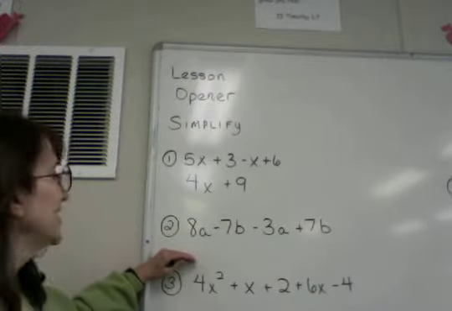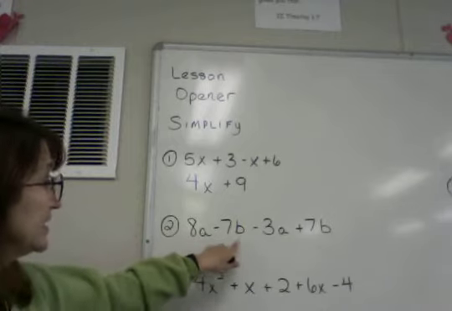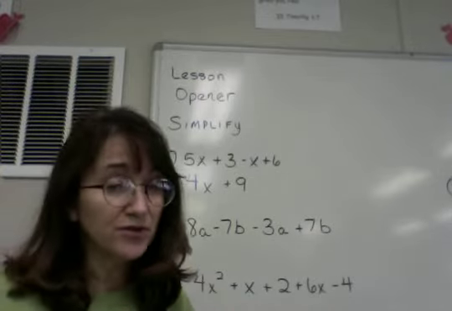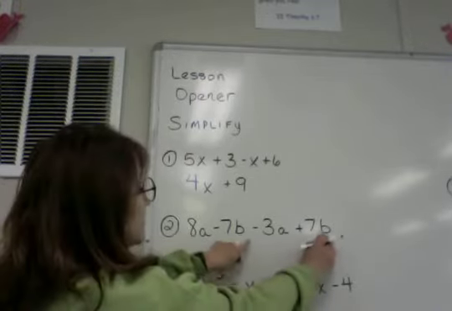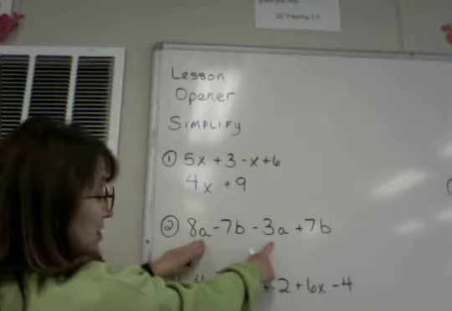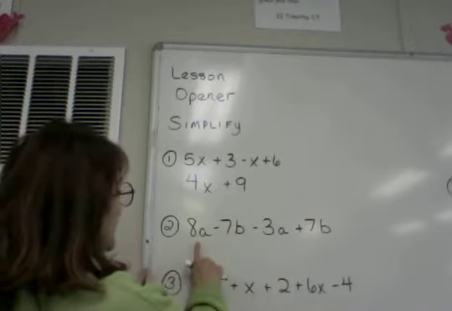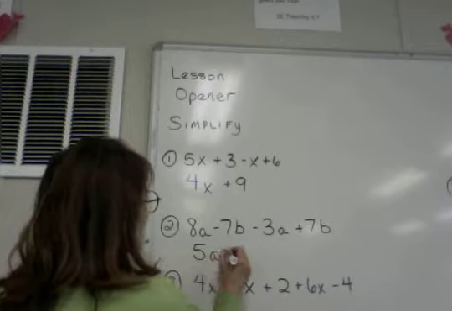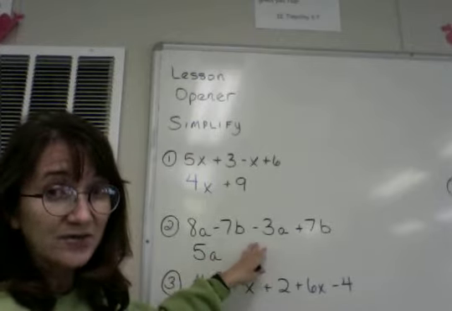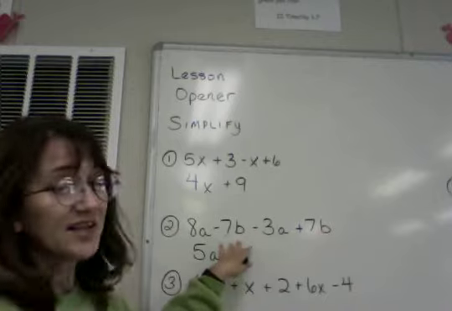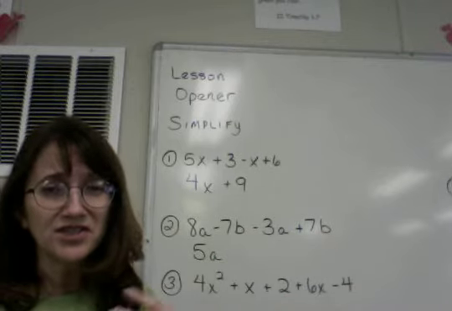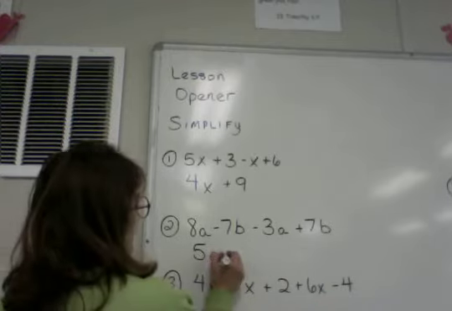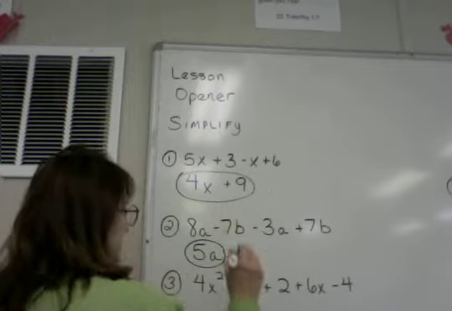All right, going on to number 2. I have 8a minus 7b minus 3a plus 7b. The only things I can put together are the a's and the b's. So let's look at what happens if I put the a's together. 8a plus a negative 3a would become a 5a. Look what happens with the b's. I have a negative 7b adding a positive 7b, which means they would just cancel out each other, become 0. So for this one, all I've got is 5a. It's not standing out there, so I'm going to circle our answers.